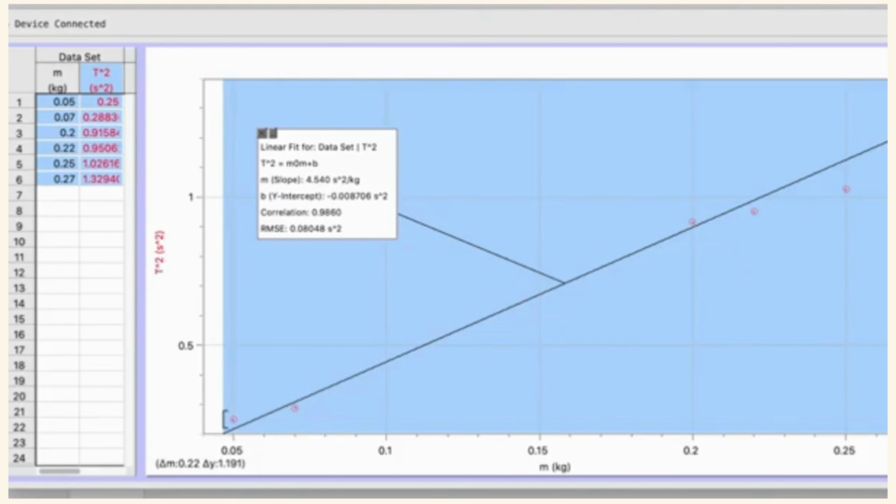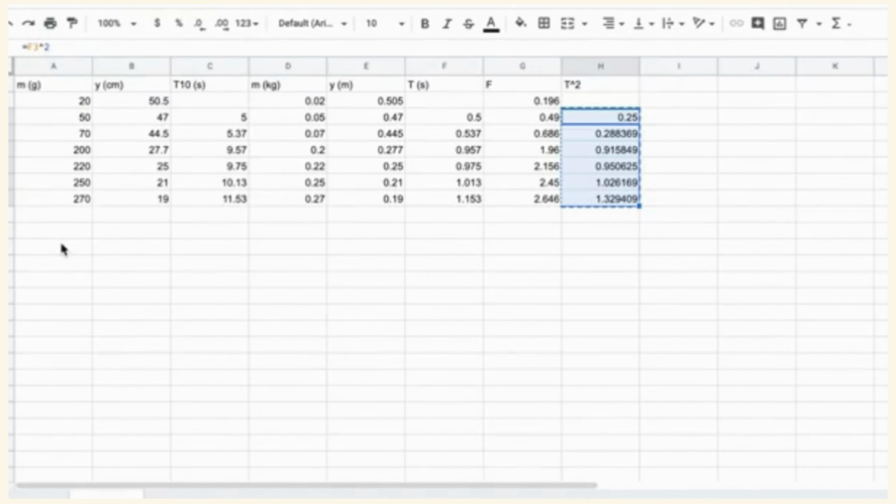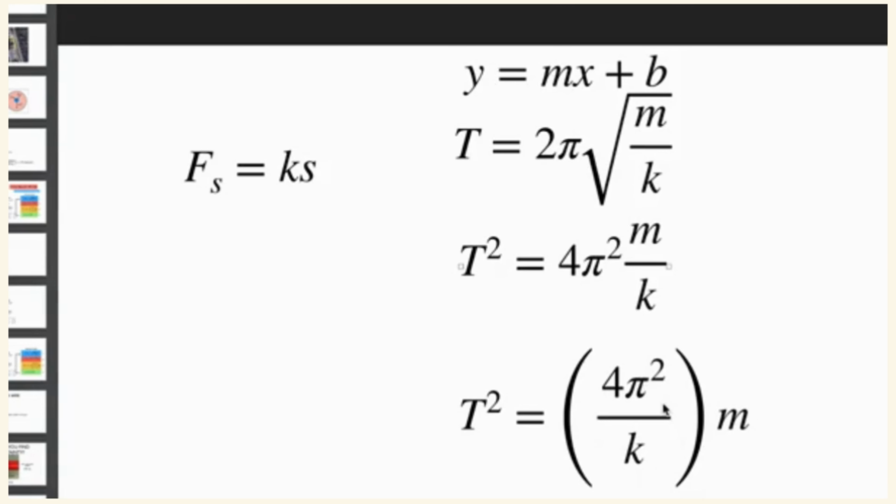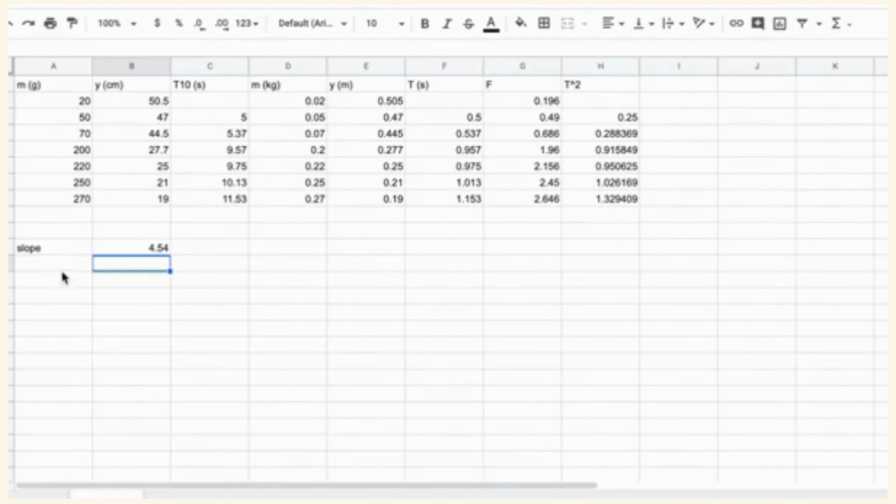So let's go over here, and I'm going to write that down. So let's say slope 4.54. That's right. Okay. And now if I go back over to my calculations, that slope is 4 pi squared over k. So k would be 4 pi squared over the slope. So let's go back to my calculation and say k equals 4 times pi squared divided by this number. And I get 8.9, which is different than what I had before, but it's in the same ballpark.